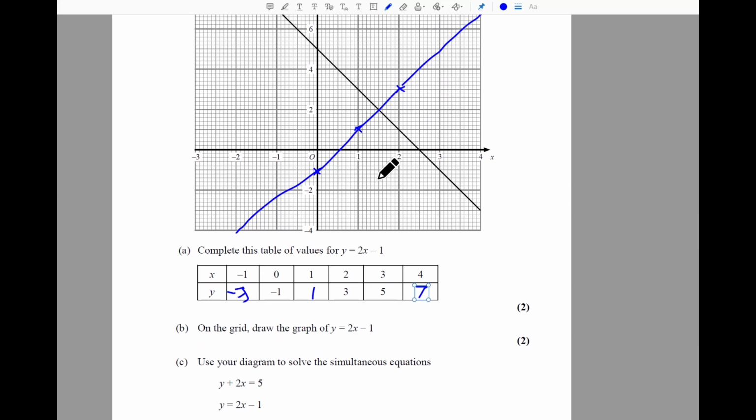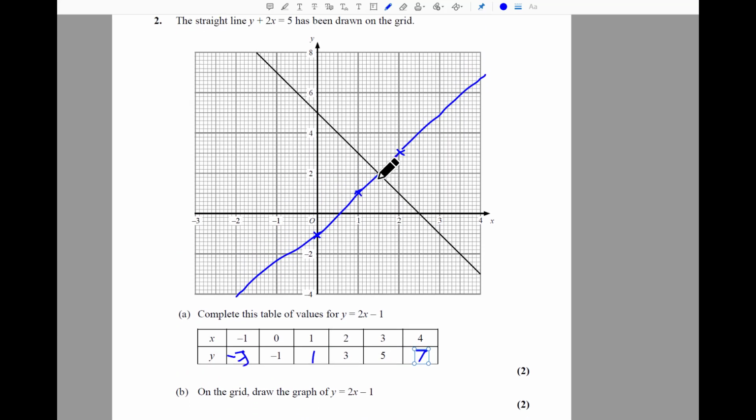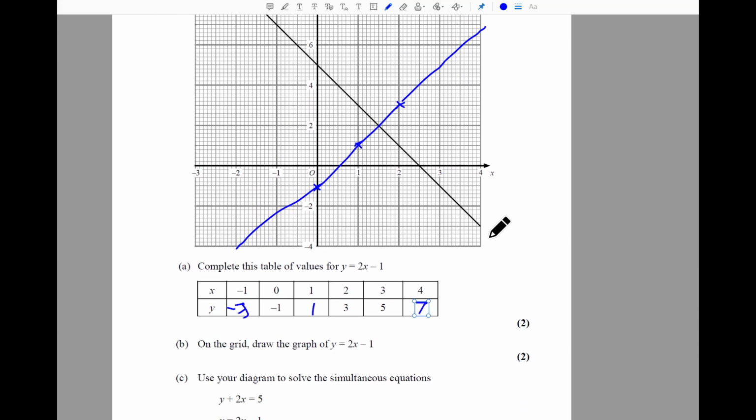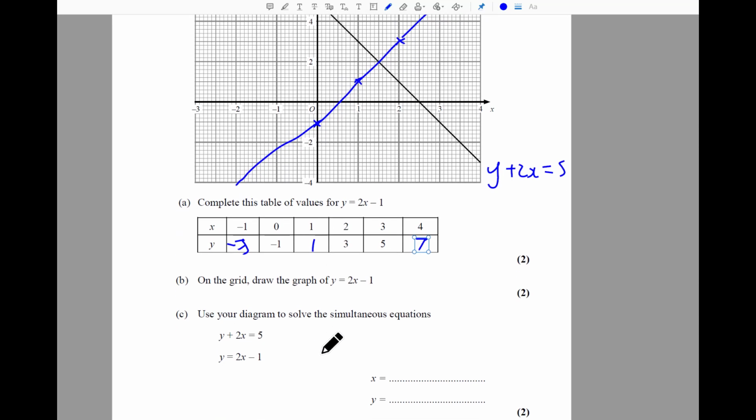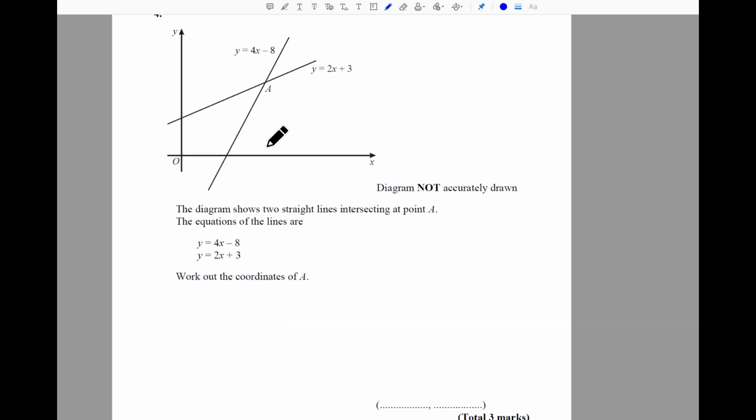Use your diagram to solve the simultaneous equation. Well, the first graph is y plus 2x equals 5. That's this one here. Y plus 2x equals 5. That's that one. We've just drawn the second one. Well, where does it equal? Here. So x equals 1.5 and y equals 2. That's an easy few marks, right?